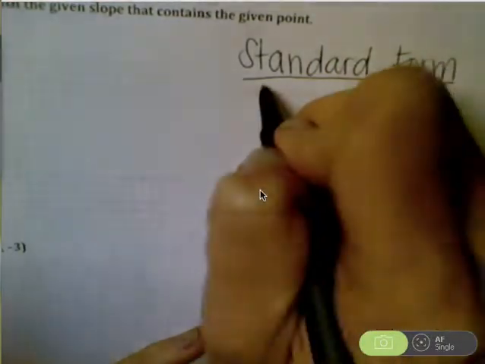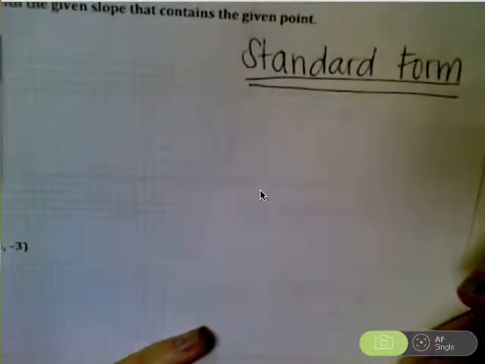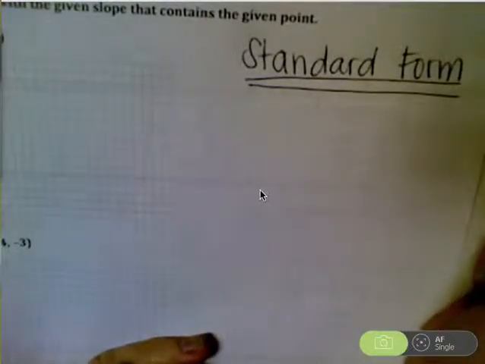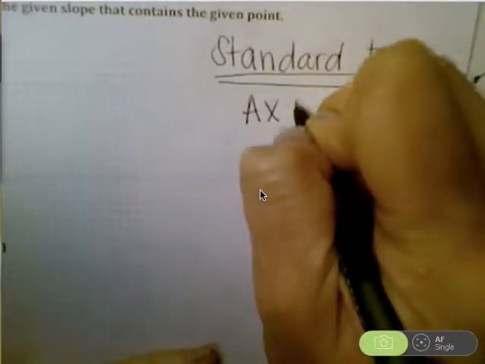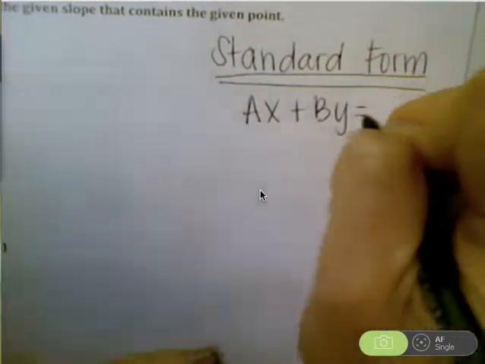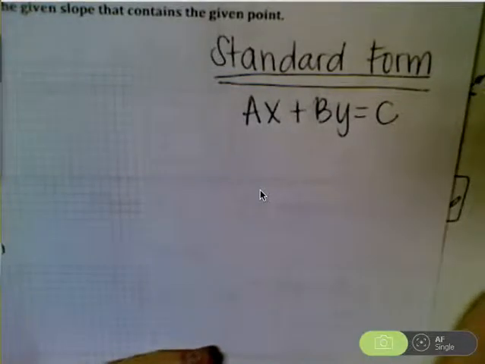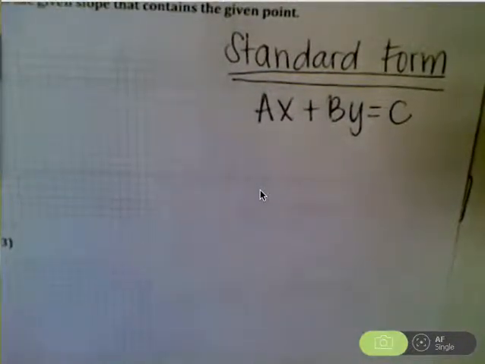That's direct variation. Y equals MX, that's slope-intercept. Okay, something to review because you need to know this for your test. Standard form is ax plus by equals c. Standard form is good for two things. It's good to identify a linear function, and it's also good to find the x and y intercept. That's generally what we use standard form for.